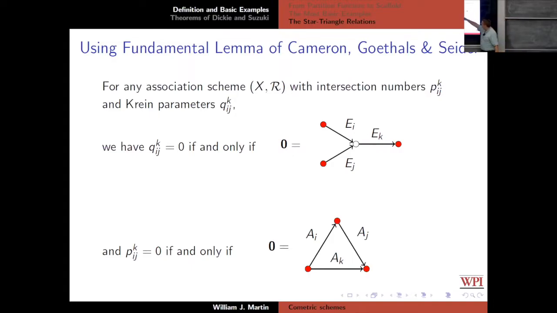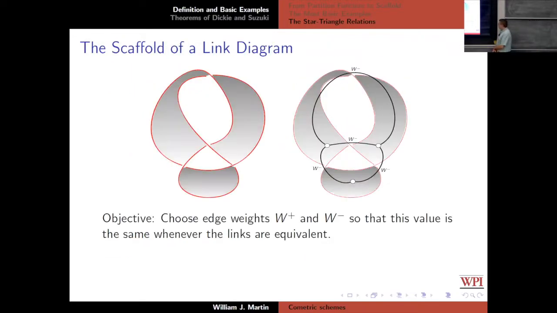Likewise, if you choose three vertices and you sum over all of these, this is the sum that we had yesterday. It's the basic lemma of Cameron, Goethals, and Seidel, which drops so much of what is in triangle, familiar to you from various parts of combinatorics, in particular knot theory. The scaffold of a link diagram.